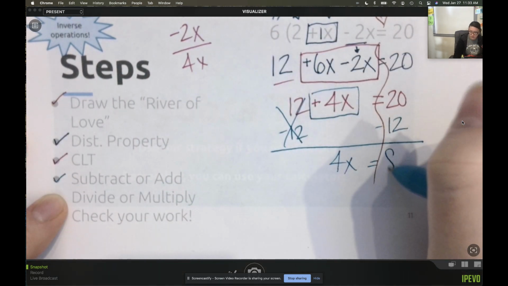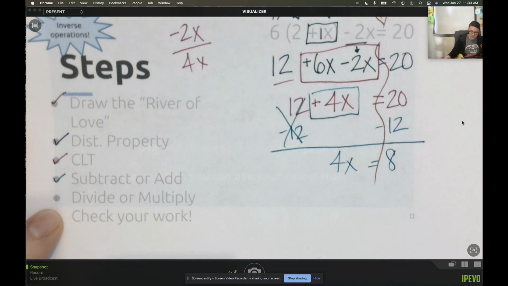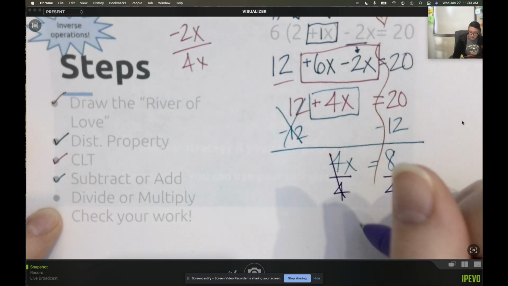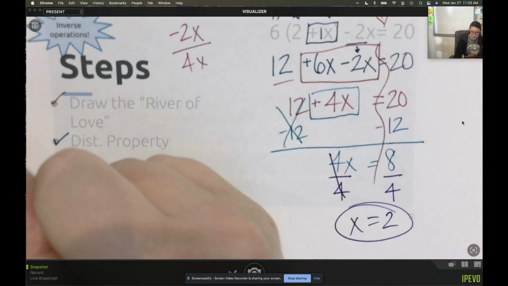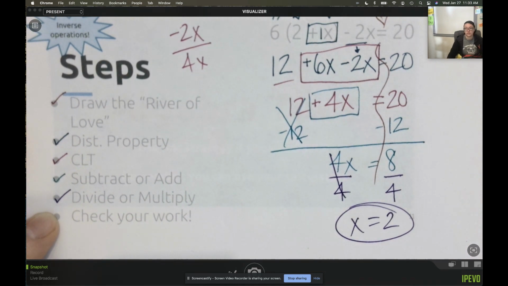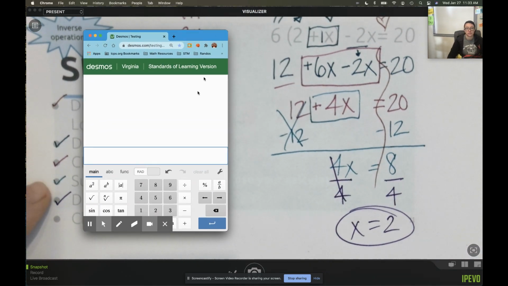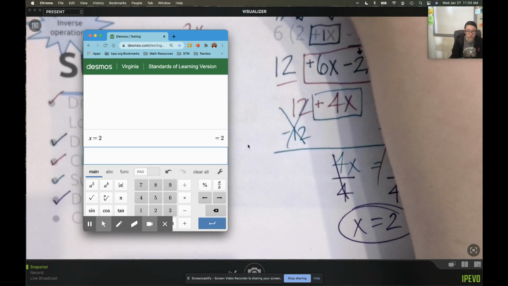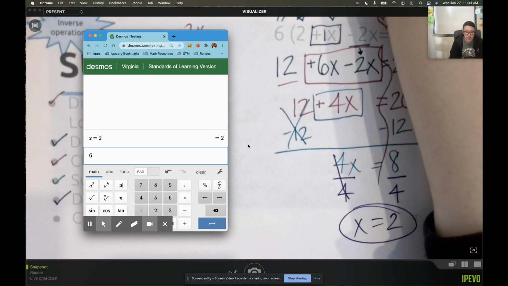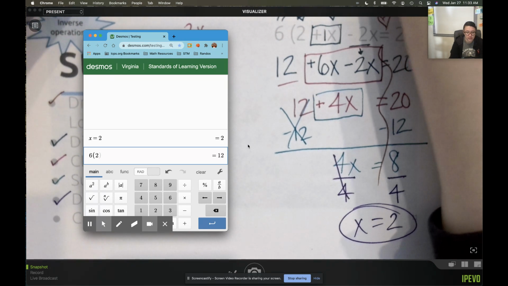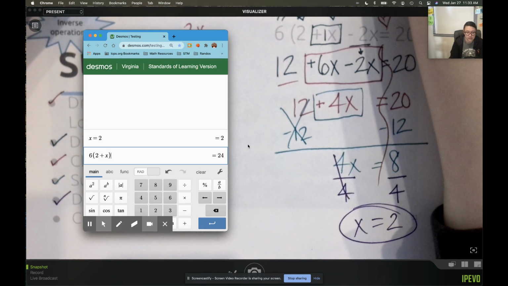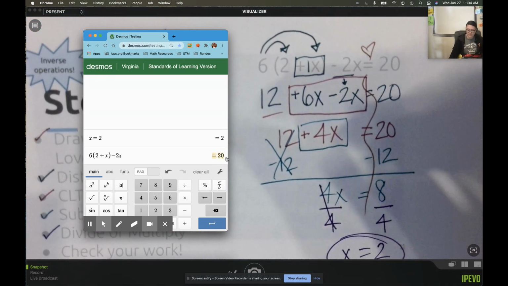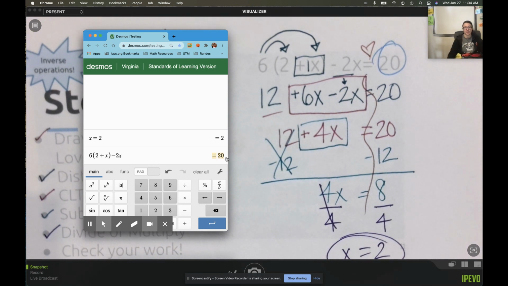So now I've got 4x is equal to 8. Divide or multiply? I'm going to divide both sides by 4. And I get that x is equal to 2. And if I check my work on my calculator, x is 2. And I've got, oh boy, I have 6 parentheses, 2 plus x, close parentheses, minus 2x. On my calculator, I see 20. And on my paper, I see 20. So I'm good to go.